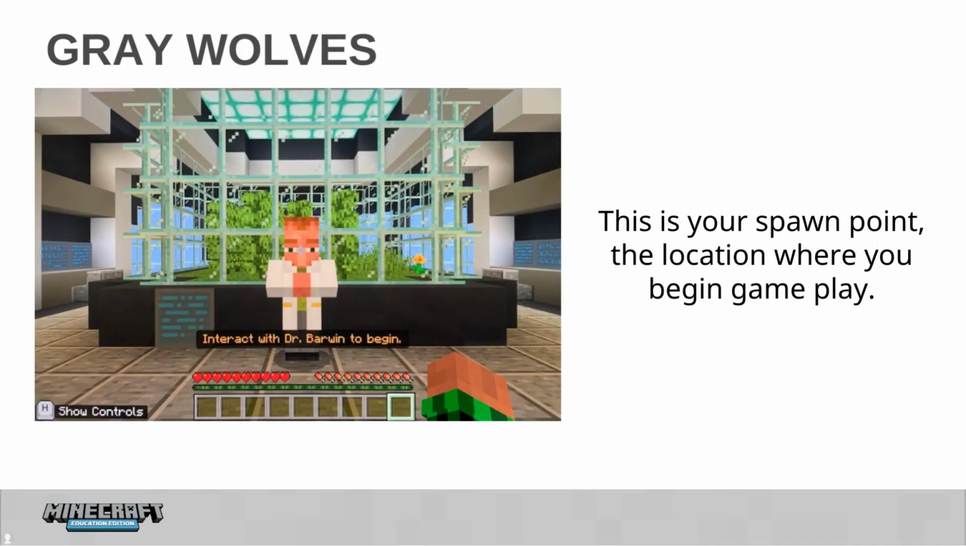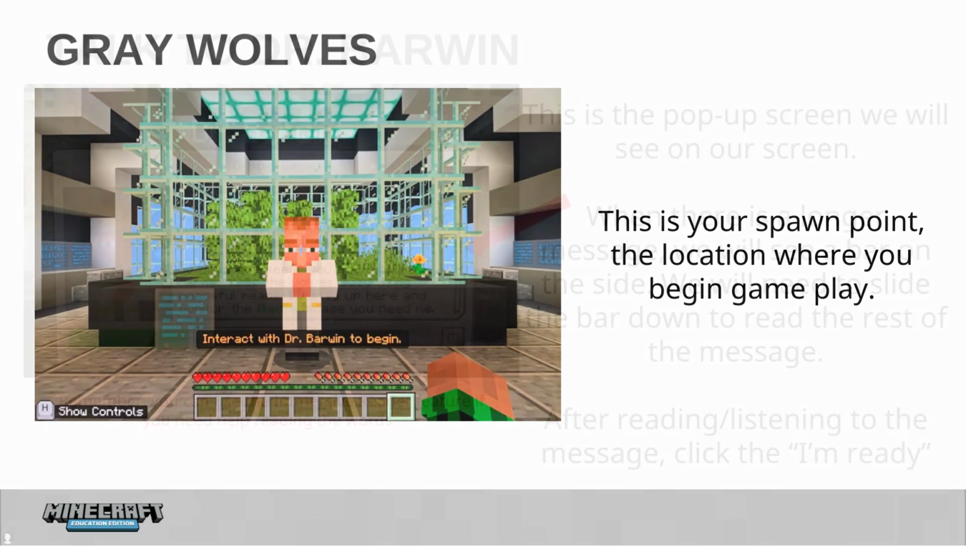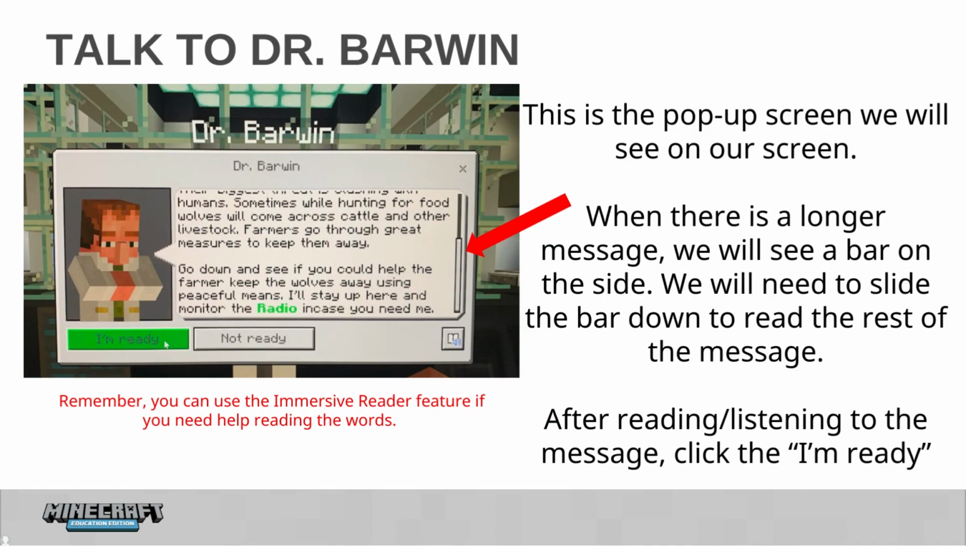This is our spawn point, the location where you begin gameplay. Notice Dr. Barwin. Dr. Barwin has a message for us to help us get started. Remember, if you see that slider bar on the right-hand side, you can slide it up and down to be sure to be able to read the whole message. Remember, if you want to have the message read to you, you click that little icon in the lower right-hand corner. That is our immersive reader, and it will read it to you. When you are ready, after you've read all of Dr. Barwin's message, click the I'm Ready button as shown on the screen.